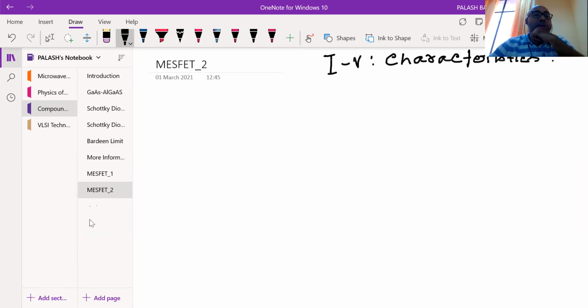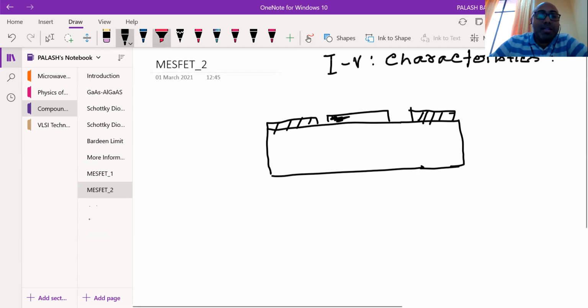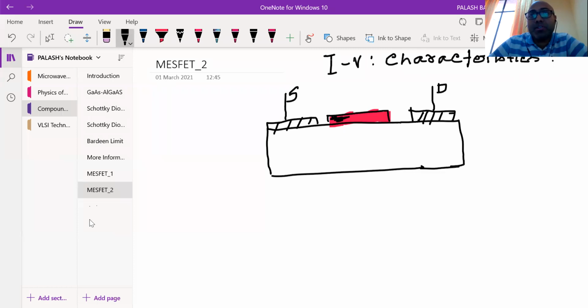If you can remember properly, what was our structure? You know that you have a source, you have a drain, and you have a gate. One thing is very important: what is the nature of the gate? We already know that source and drain should be ohmic contact, or low resistance contact.